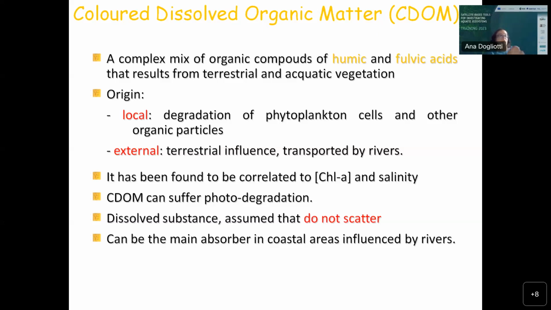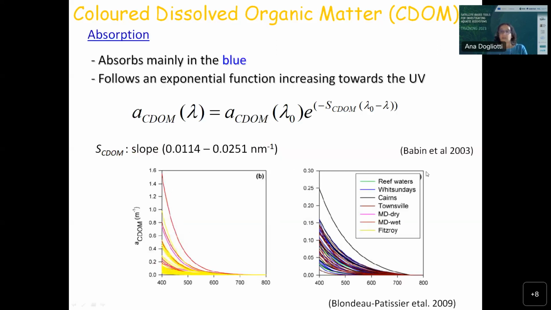As I mentioned before, it's a dissolved substance, so it is assumed that it doesn't scatter light, it just absorbs, and it can be the main absorber in coastal areas mainly influenced by rivers. As for the optical properties of CDOM, the absorption is mainly in the blue and follows an exponential function increasing toward the UV. This exponent has also been found to be quite variable. I will not talk about scattering because, as I mentioned, it doesn't scatter.